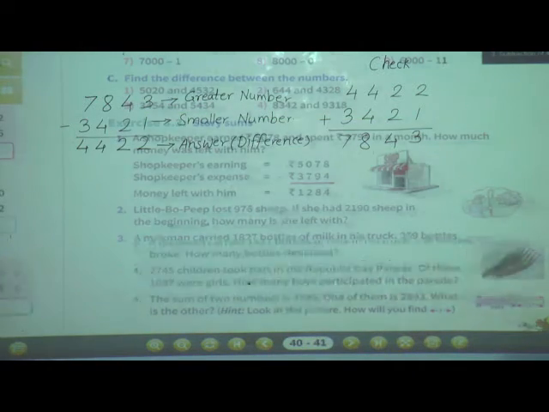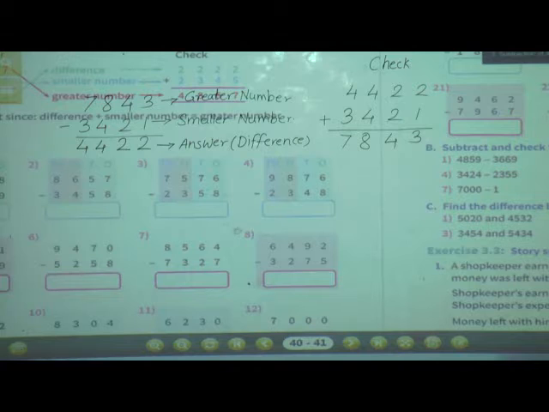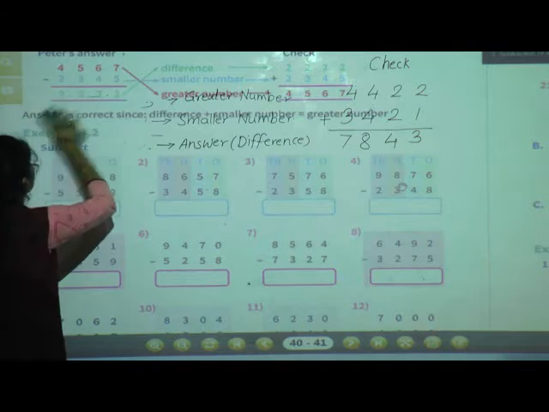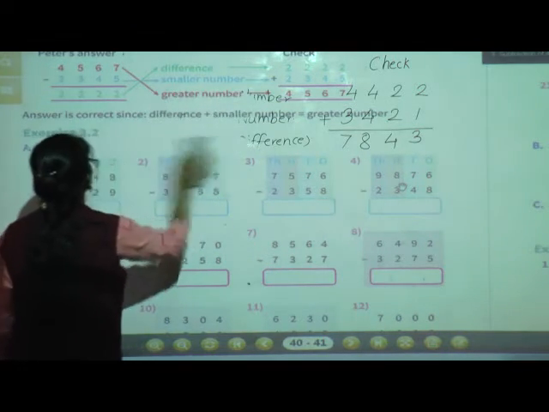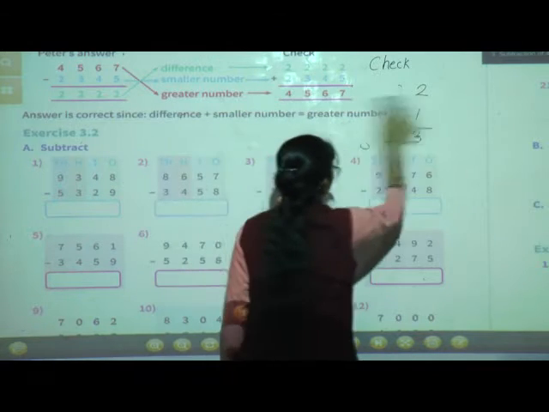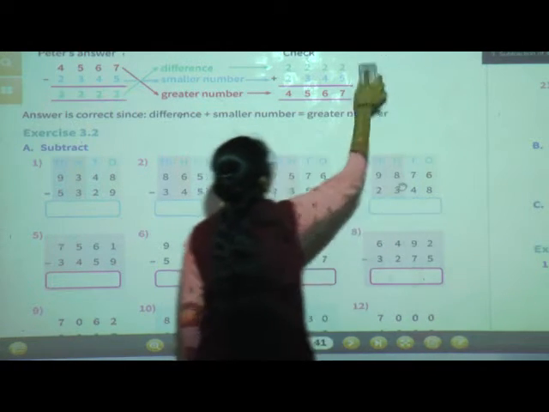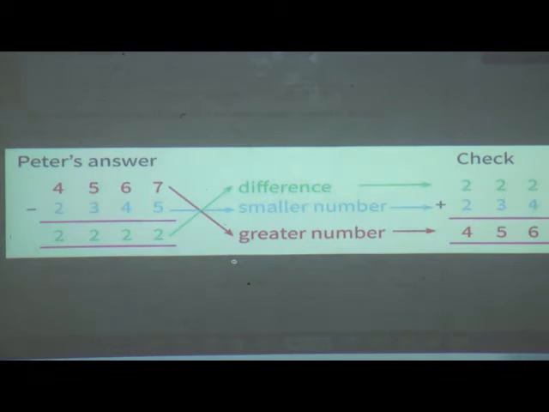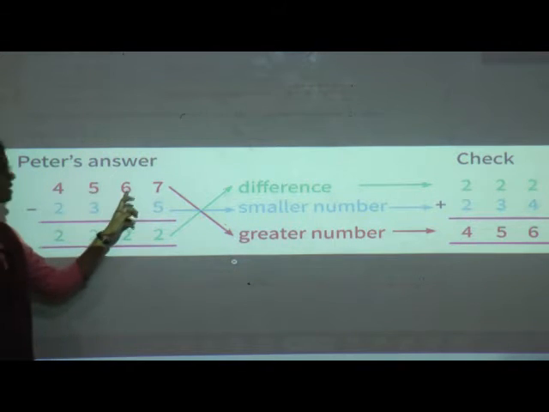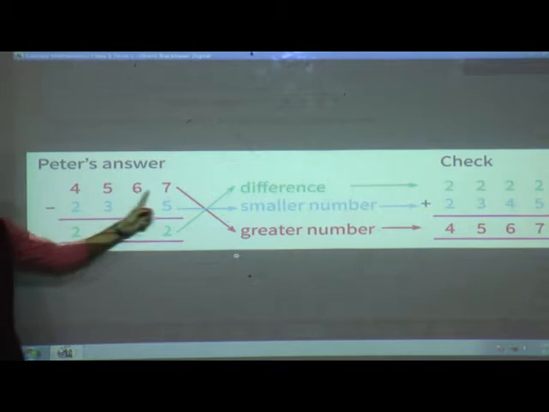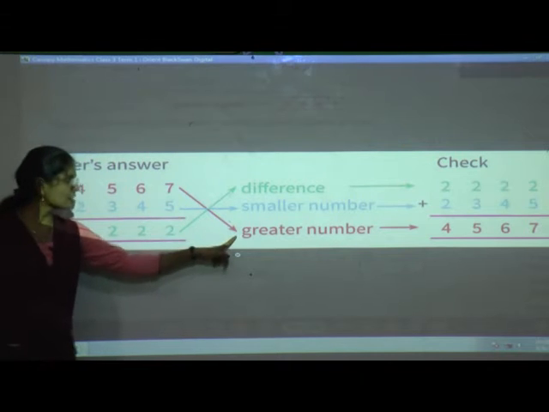Now, here one more example is there that I will show you. Look at the board. The first number is 4567 minus, what is another number? 2345. See, 4567 minus 2345. Now this is the greater number. Yes, this is the greater number.